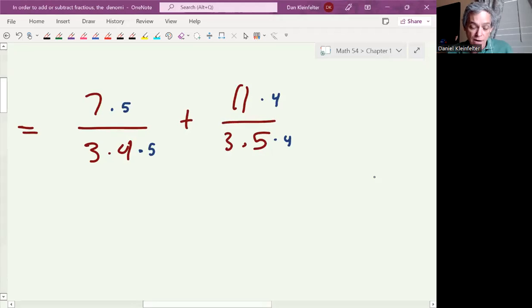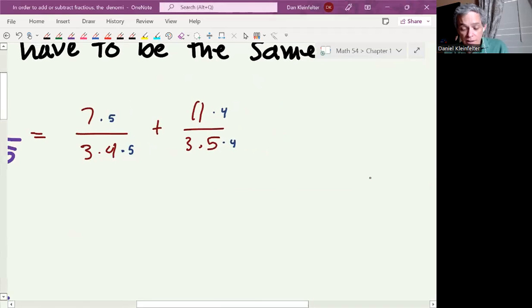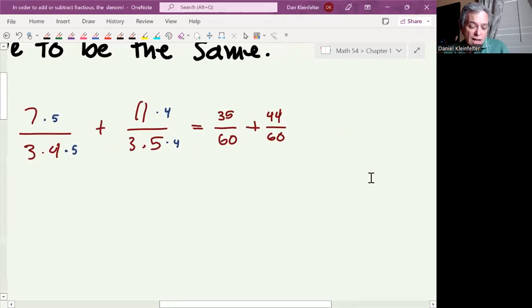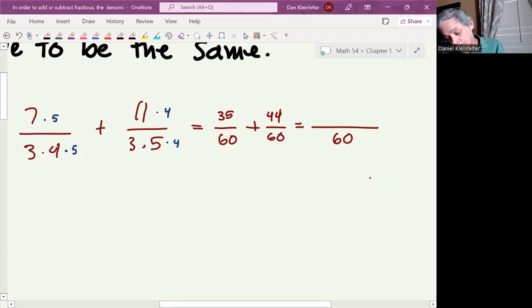This ensures now that both fractions have factors of 3, 4, and 5. And now if you take a look and multiply out those denominators, 3 times 4 times 5 is in fact 60. So there is that. We'll have in the first fraction 35 sixtieths, in the second fraction 44 sixtieths. Now that both fractions are denominated in sixtieths, we can go ahead and combine their numerators. That is going to be 79 sixtieths.